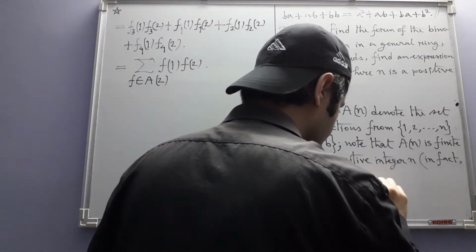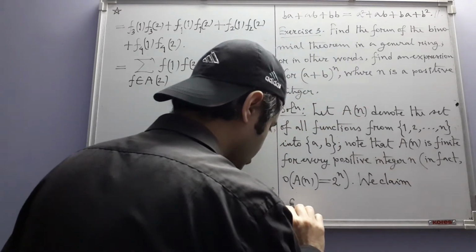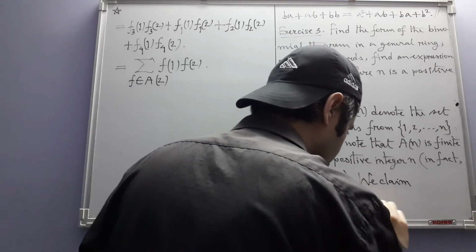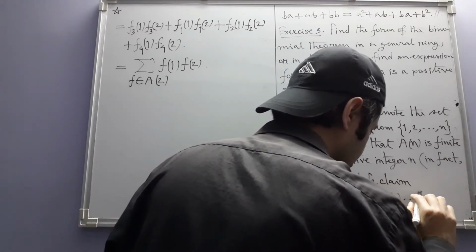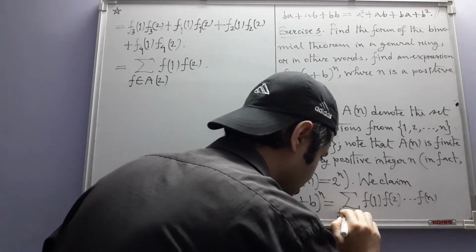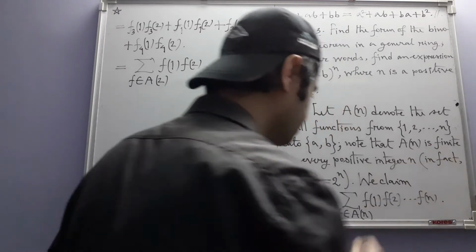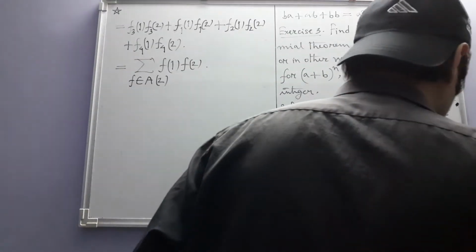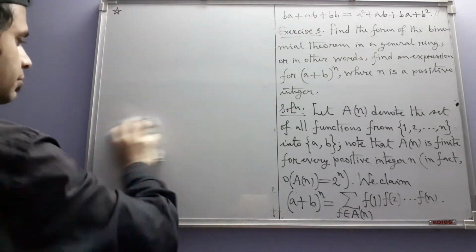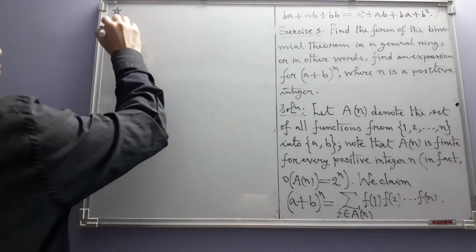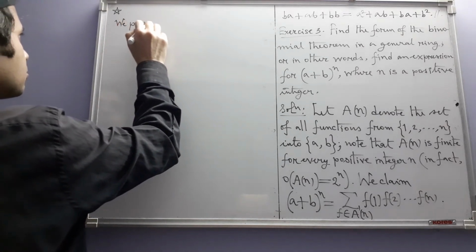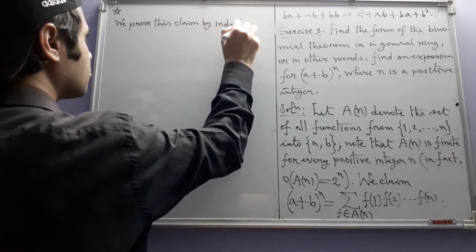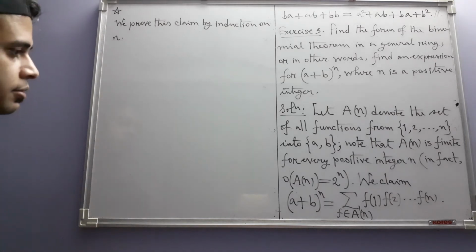Okay, now we claim this, that A plus B whole to the power n is equal to the summation of f1, f2, f3, like that all the way up to fn, where f is a function that is coming from the set An. This is our claim, and this is the general form of the binomial theorem in a ring. Now we will prove this claim. We prove this claim by induction on n. Okay.